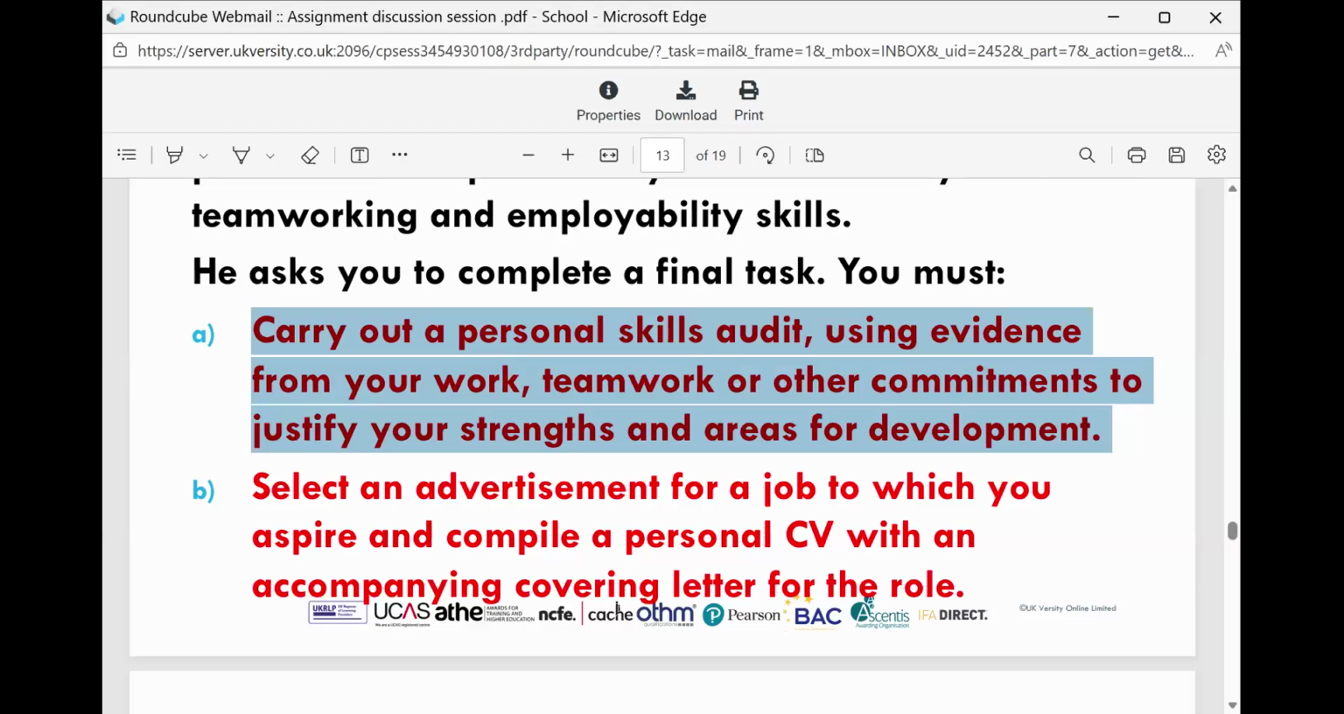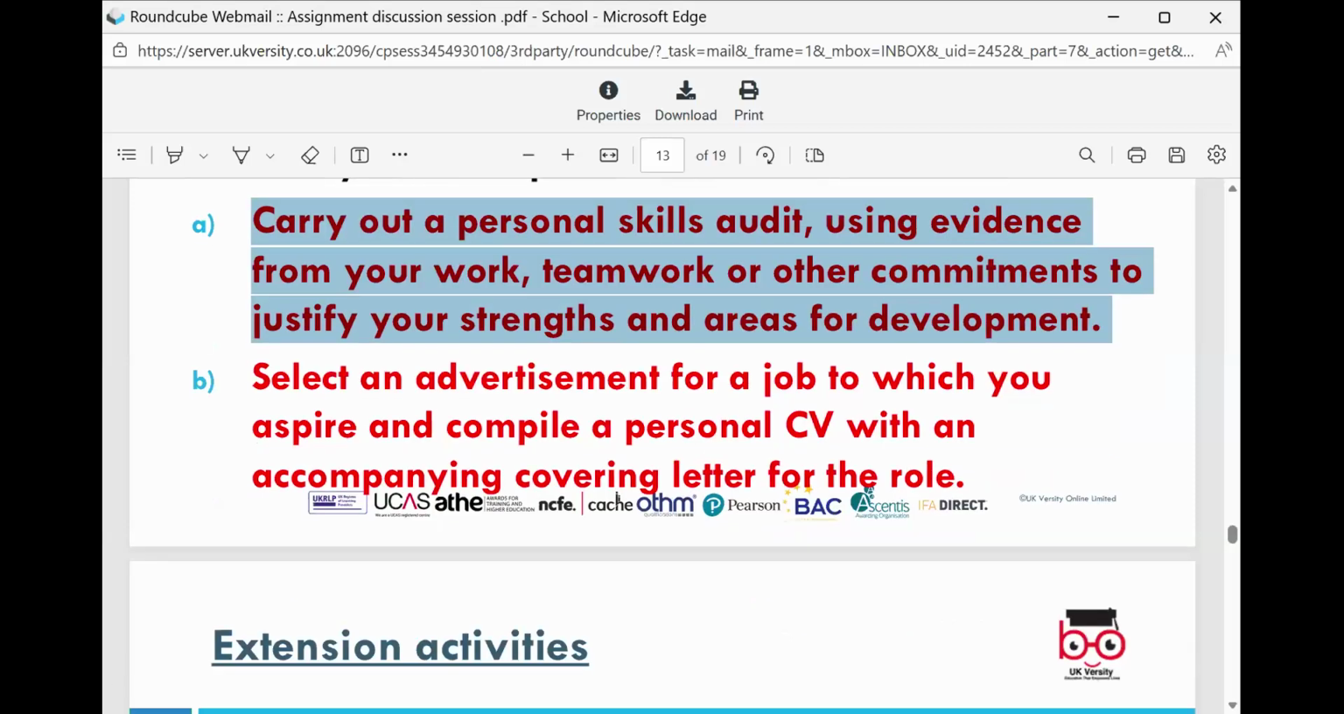He's then asked you to select an advertisement for a job and compile a personal CV with the accompanying covering letter for that job. So make sure you are looking at doing everything for that job, okay? No other job, just find a job online and compile a CV and personal covering letter for that, okay? So these are the pass criteria for task 2.